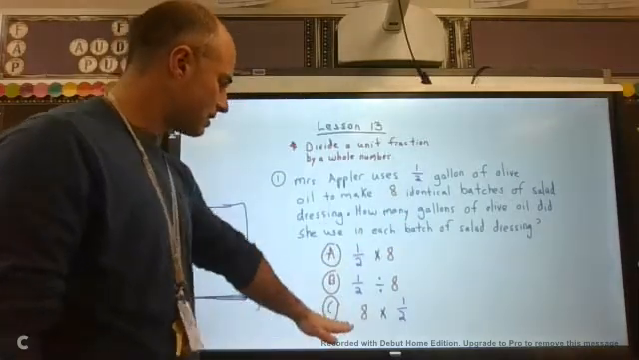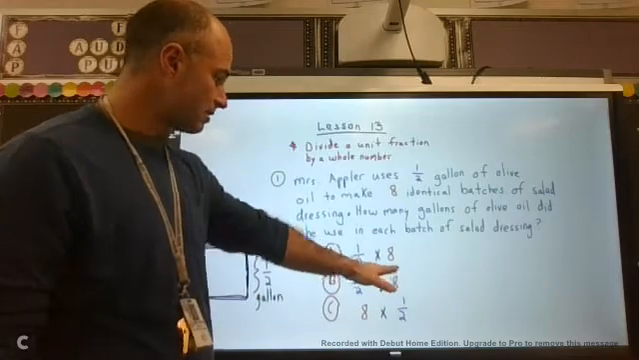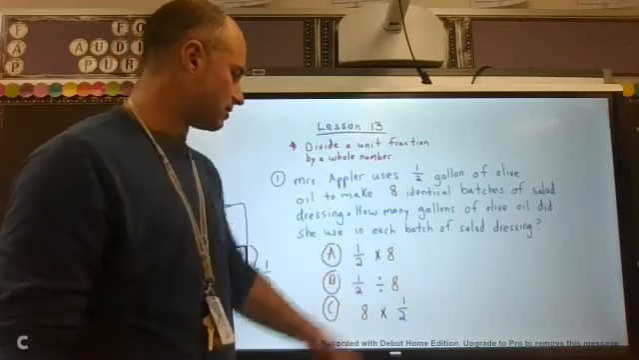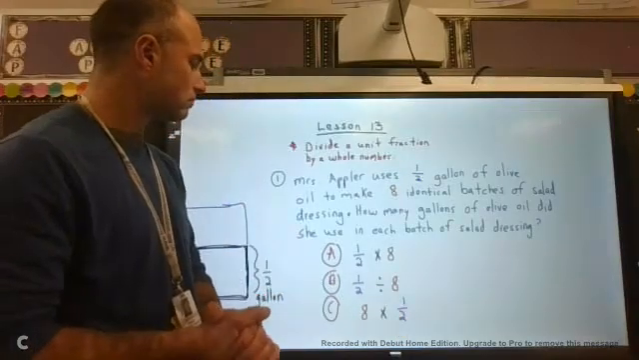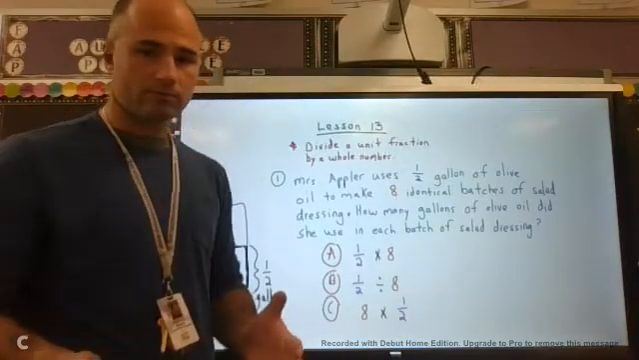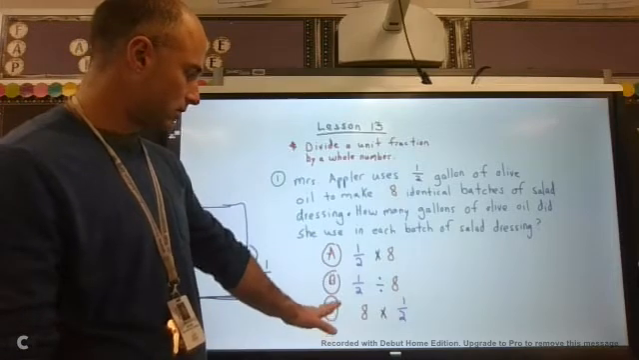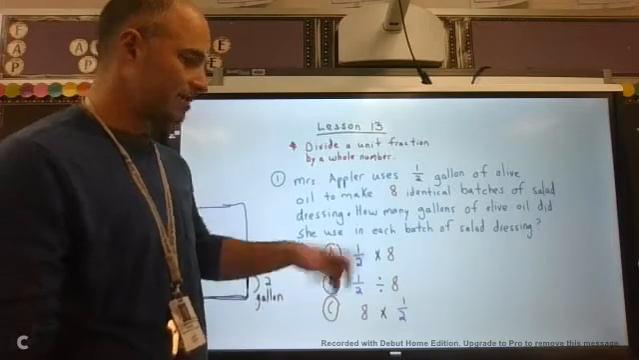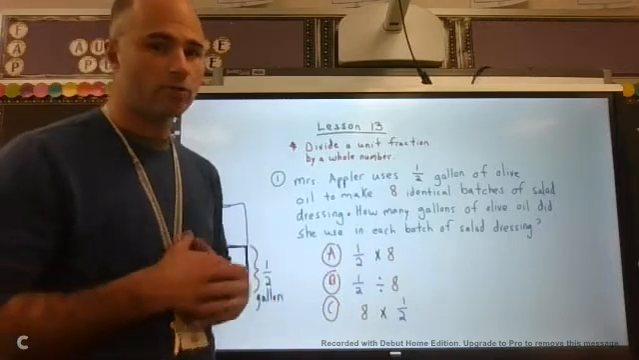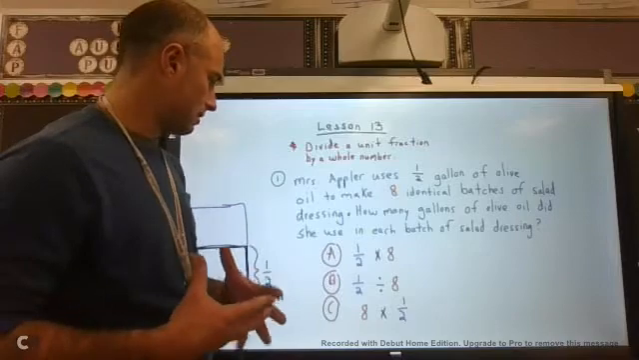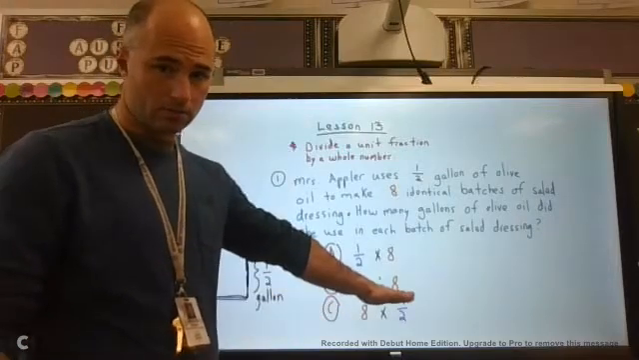So which of these is the correct expression? A half times 8, a half divided by 8, or 8 times a half? Well, take a look at something. If you look really carefully, you notice A and B are identical. It's multiplying, and you're going to get the same answer. So hint, hint, the answer here would be B. This is your half a gallon, and you're dividing it 8 times.